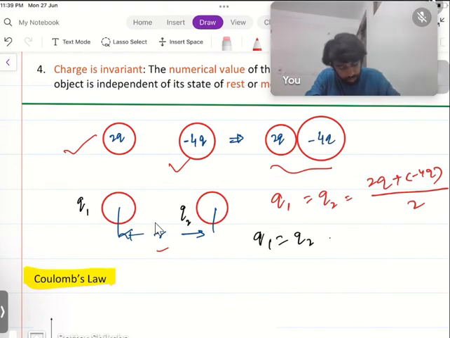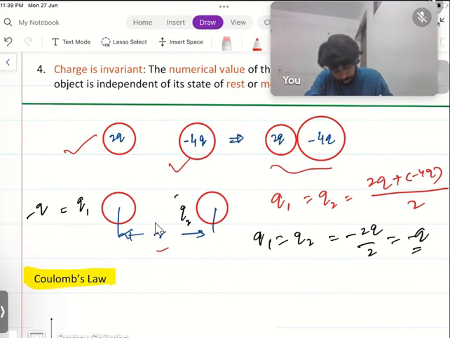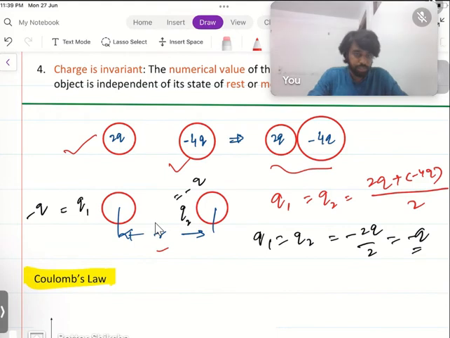q1 is equal to q2, which is nothing but minus 2q by 2, that becomes minus q. So now q1 is equal to minus q, and q2 is equal to minus q. So you can easily see that now both bodies have the same charge of magnitude minus q.